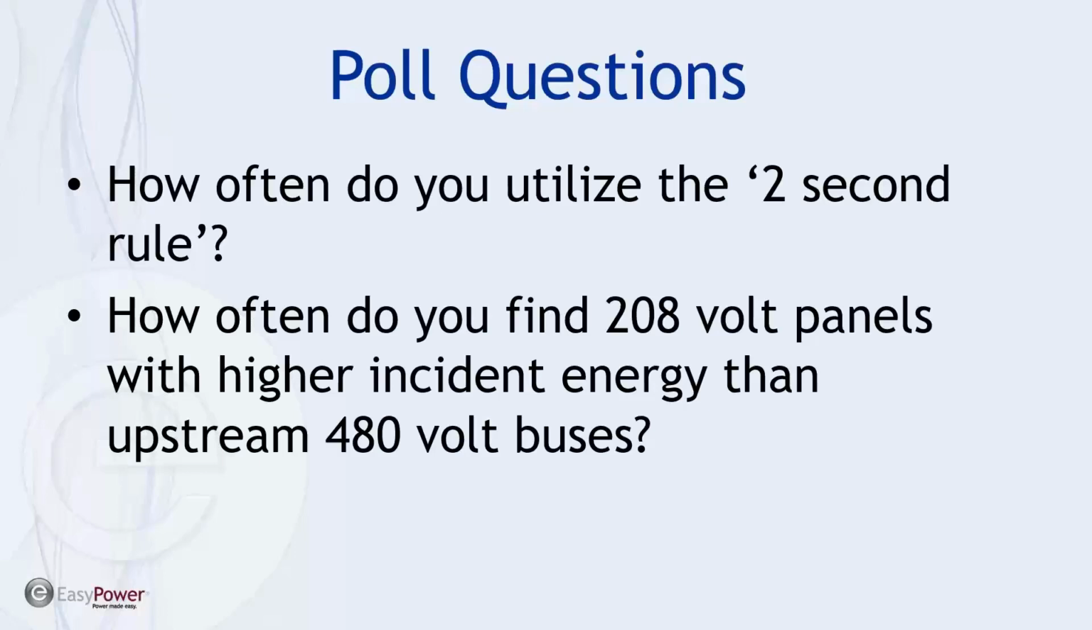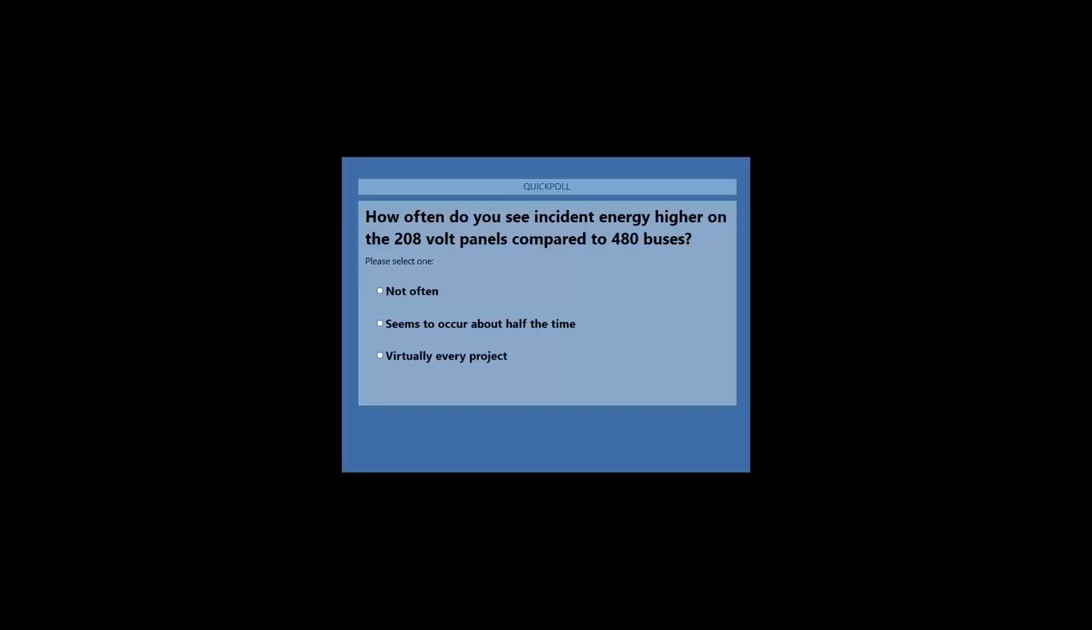And then the next question is, how often do you see incident energy on 208 volt buses or equipment that's actually higher? The incident energy calculations are higher than 480 volt buses, which may be upstream. Again, this is something that may apply often to the type of circuits that you work on, and at other times it may not apply at all. So again, I'm focusing more on the EasyPower alternatives that you're presented with rather than judging or making any assessment of the standards that we are offered or available.